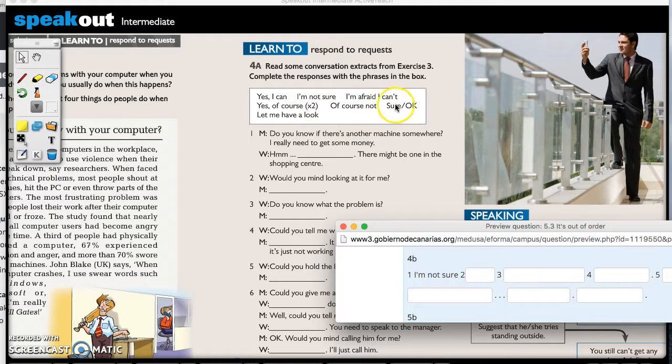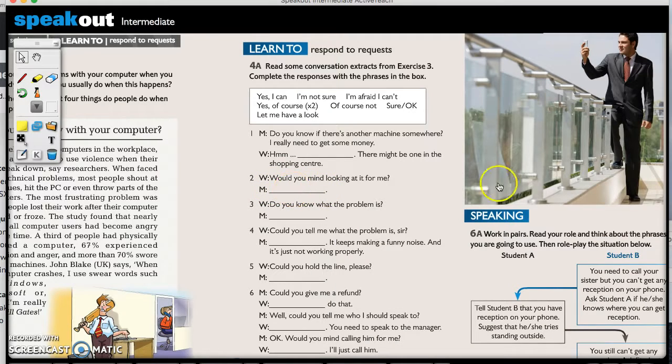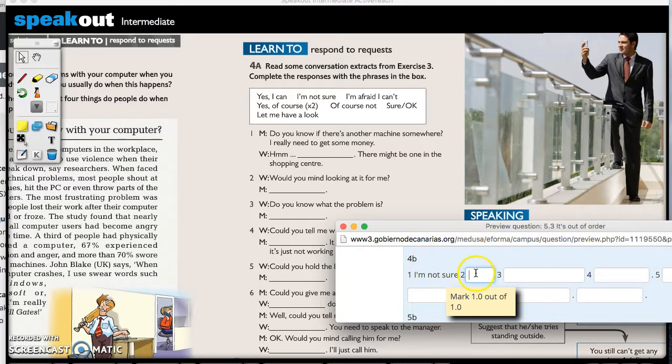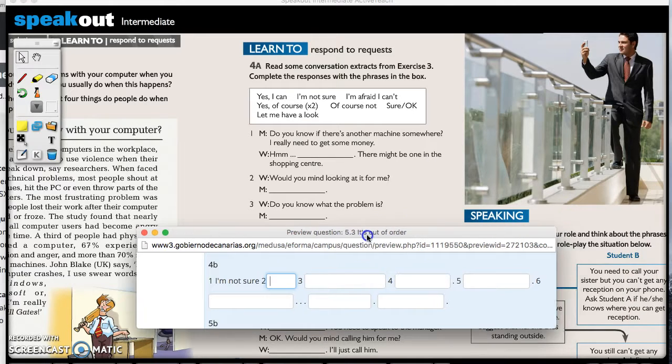Of course, no, sure, okay, let me have a look. So what you're supposed to do is fill them in these gaps. For instance, number 1 would be, I'm not sure here. Okay, number 2 here would correspond to the response that you're going to put in that gap. So you'll transport it here to the platform, etc.